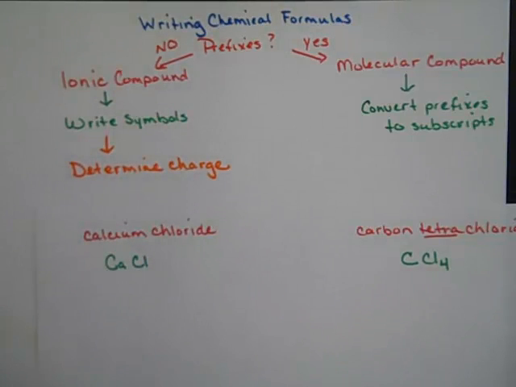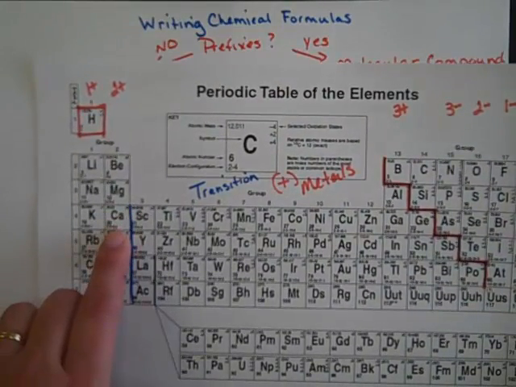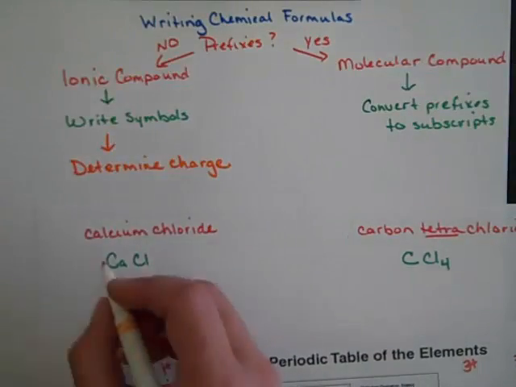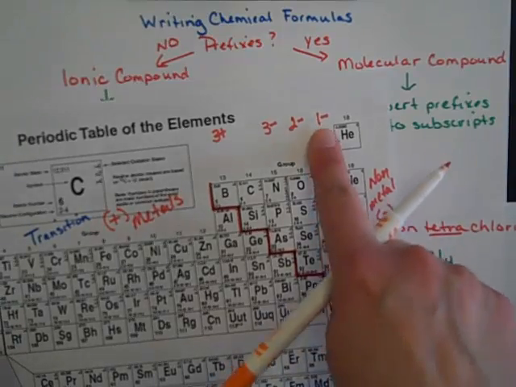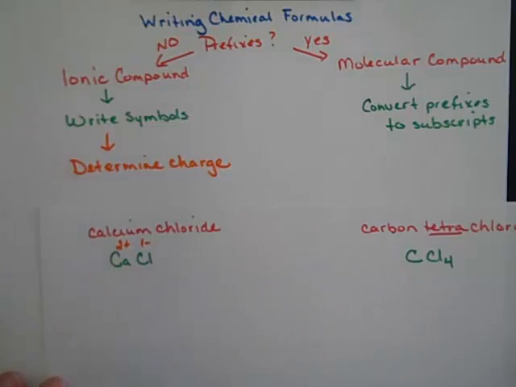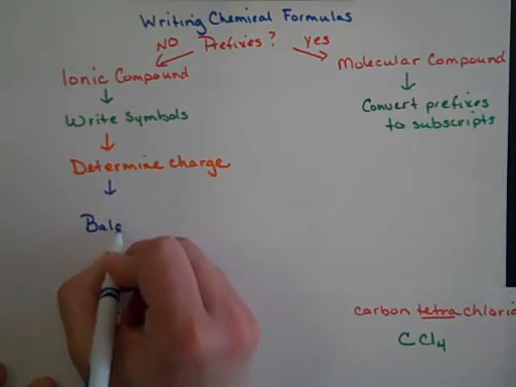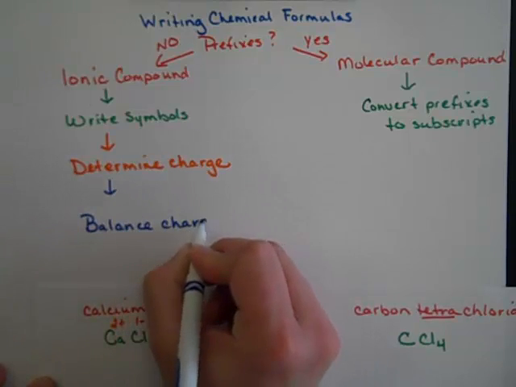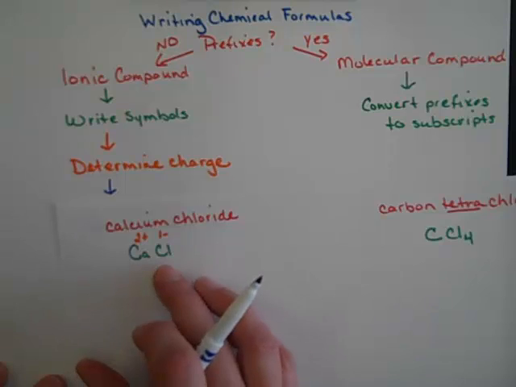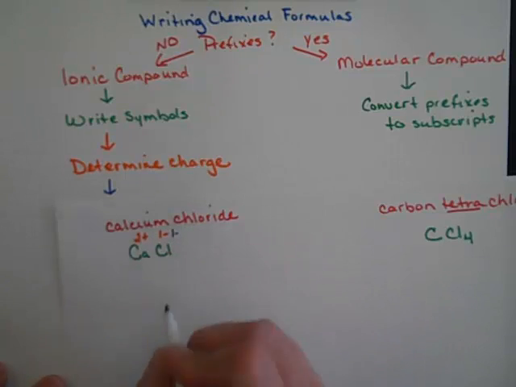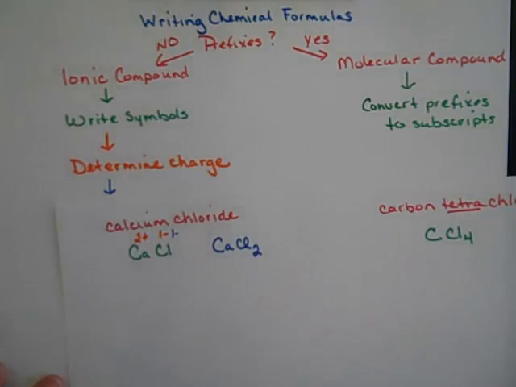Okay, so the way to do that, remember, is on our periodic table. We have calcium over here in the second column, so it has a 2 positive charge. We have chlorine over here in the halogen column, so it has a 1 negative charge. Once we determine the charges, then we just balance it. So we want to balance those charges. Okay. So if we have a 2 positive here and a 1 negative here, we need another 1 negative. So our formula for calcium chloride would be CaCl2.